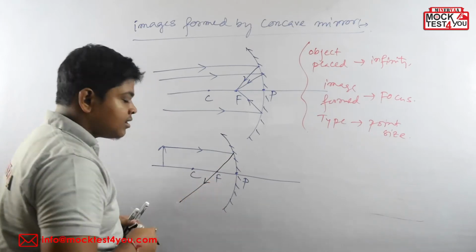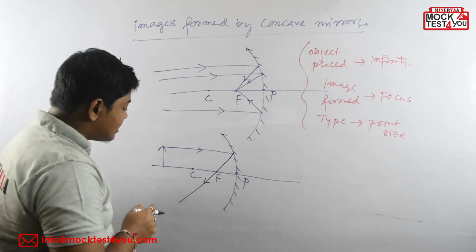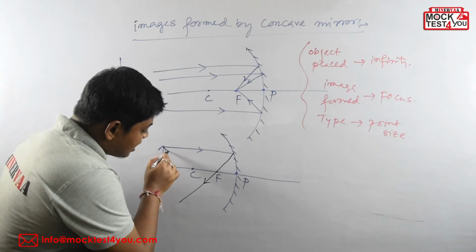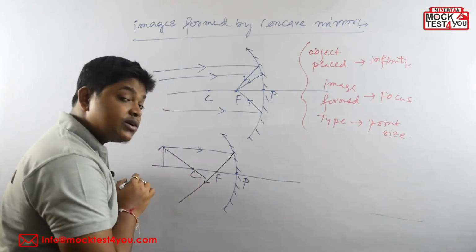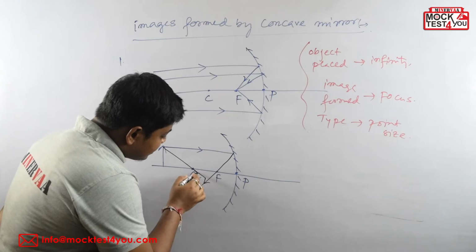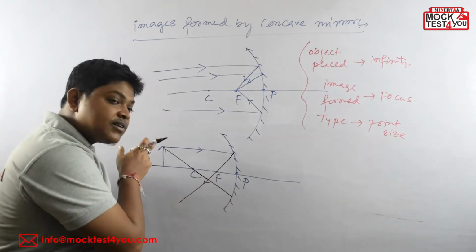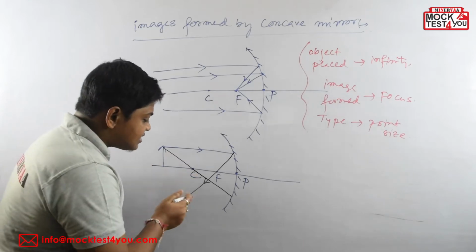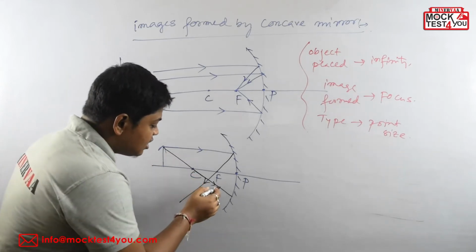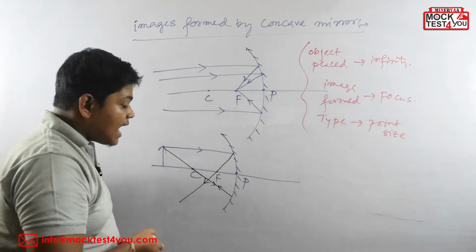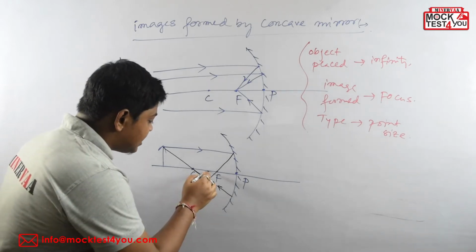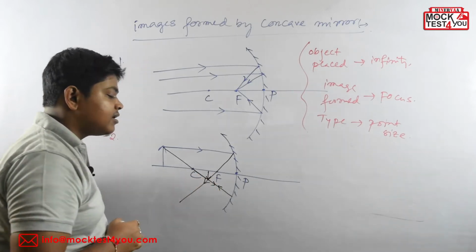Then the second thing, that if the light ray passes through the center of curvature, then what will happen? If the light ray is coming through the center of curvature, it will come back along the same path by which it went to be reflected. And at the intersecting point we are getting an inverted image, right?